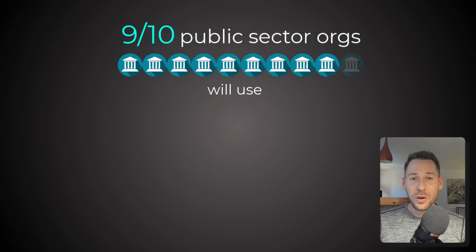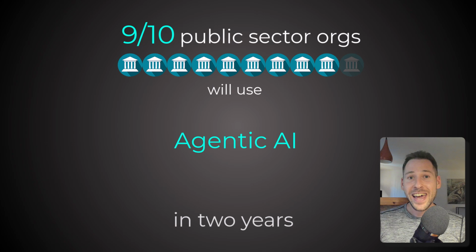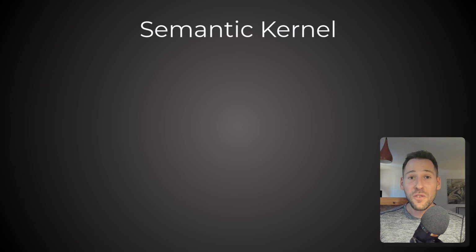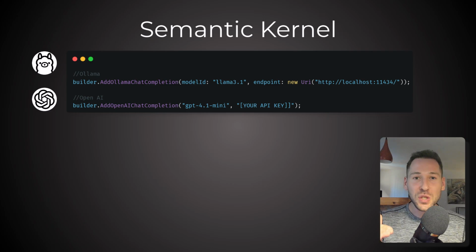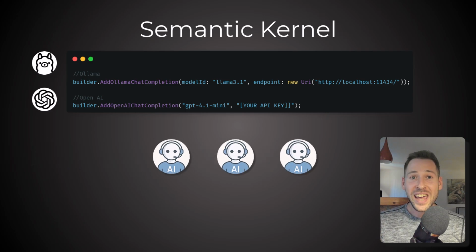Agentic AI is taking over. 9 of 10 public sector organizations plan to use Agentic AI in 2 years, so don't get left behind. I'll show you how to build your own using Semantic Kernel with a free local Ollama model that you can switch to OpenAI in just one line of code. We'll build 3 agents that work as a team.